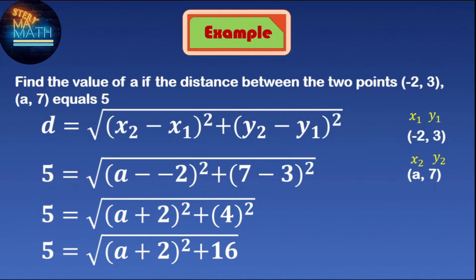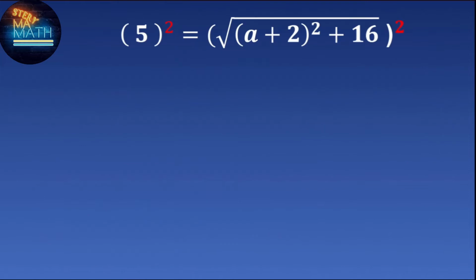16. Now we need to get rid of the square root. How can you get rid of the square root? Of course, by squaring both sides. Both sides will be 5 to the power 2 is equal to the square root of (a plus 2 squared plus 16) all to the power 2. Because the power and the root will cancel each other out. So the right hand side will be a plus 2 squared plus 16, and the left hand side will be 5 to the power 2, which is 25.